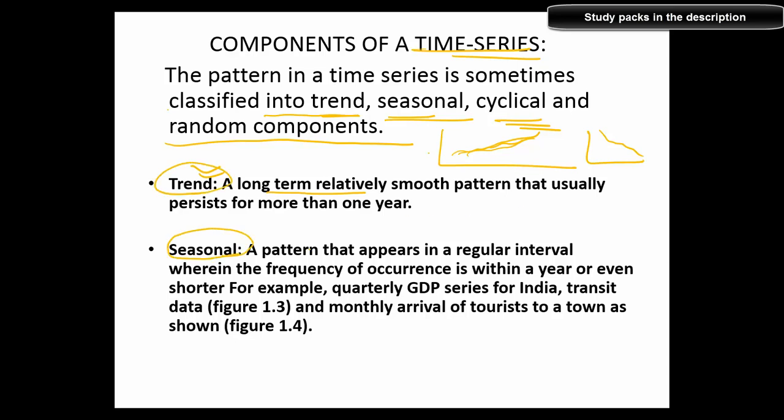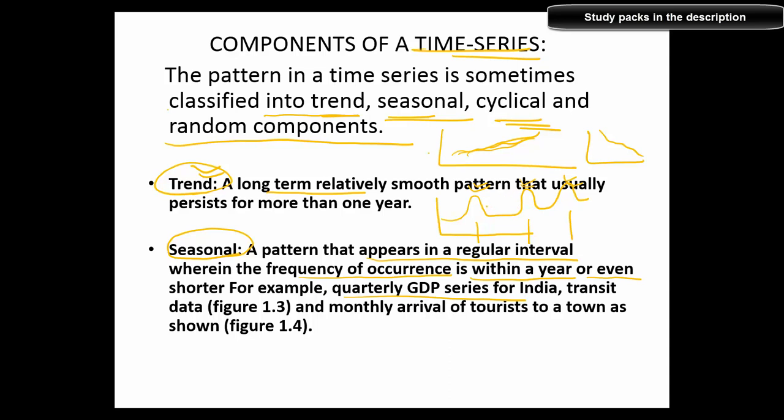And then we call it seasonal. A seasonal pattern is something that appears at regular intervals, wherein the frequency of the occurrences is within a year or even shorter. For example, quarterly GDPs or sales. So every December there is a peak, because December is the holiday season. Sales data for most consumer companies or e-commerce companies in the month of festivals is at a very high level, or there is a peak in this month. So we call that seasonal data.